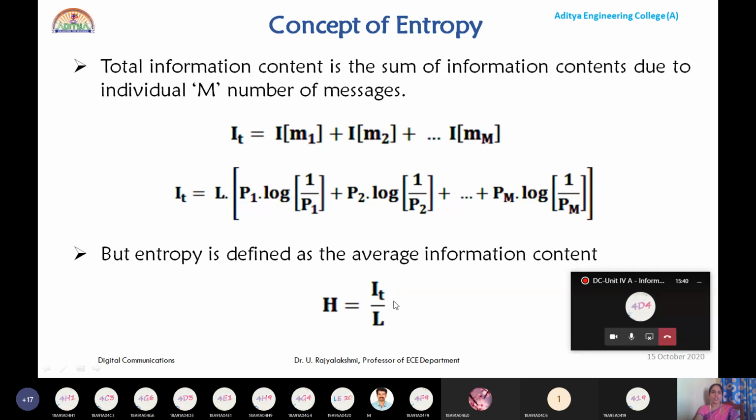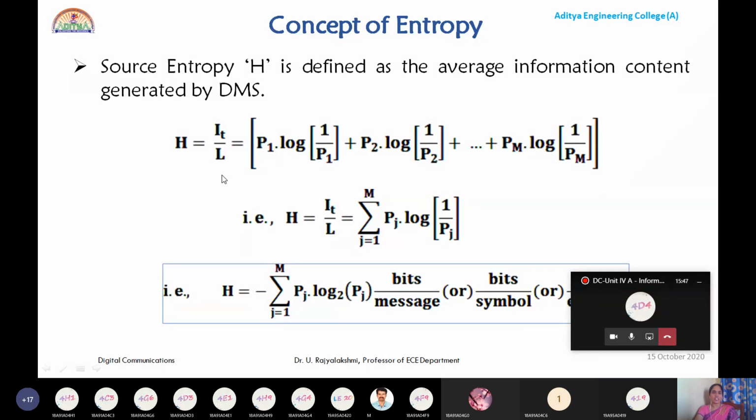Because here we took L as common, please take L as common towards the right hand side. Then you will get H as IT by L, which is P1 into log 1 by P1 plus P2 into log 1 by P2 plus so on, Pm into log 1 by Pm. This you can write as a summation series. How many messages are there? 1 to M. That's why we represented it with a variable J equal to 1 to M.